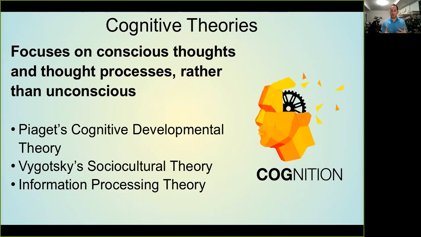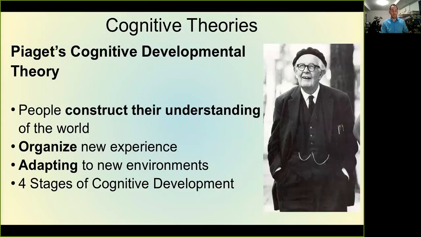Piaget, Erikson were working around the same time. We'll see a lot of Piaget's work. Vygotsky's, we just saw that sociocultural theory, as well as information processing theory. So this thought focused on conscious thoughts. So the things that you can consciously be aware of as you're thinking, rather than unconscious motivations driving you to do things. So Piaget thought that people construct their own understanding of the world.